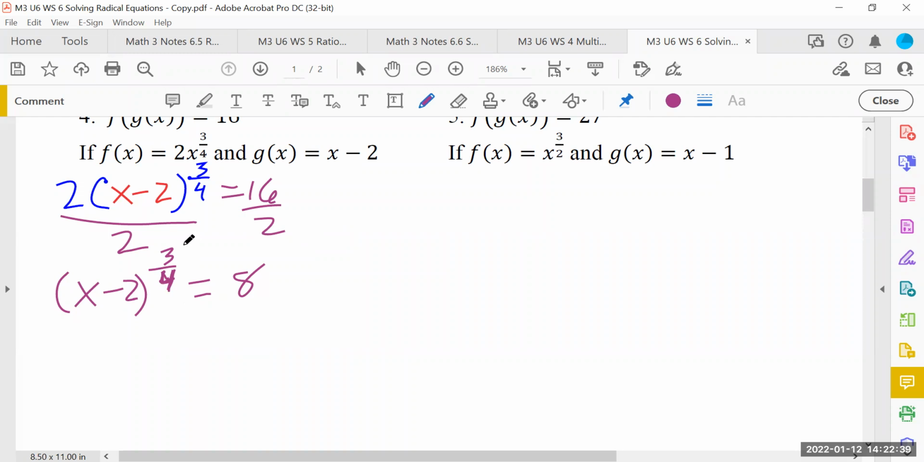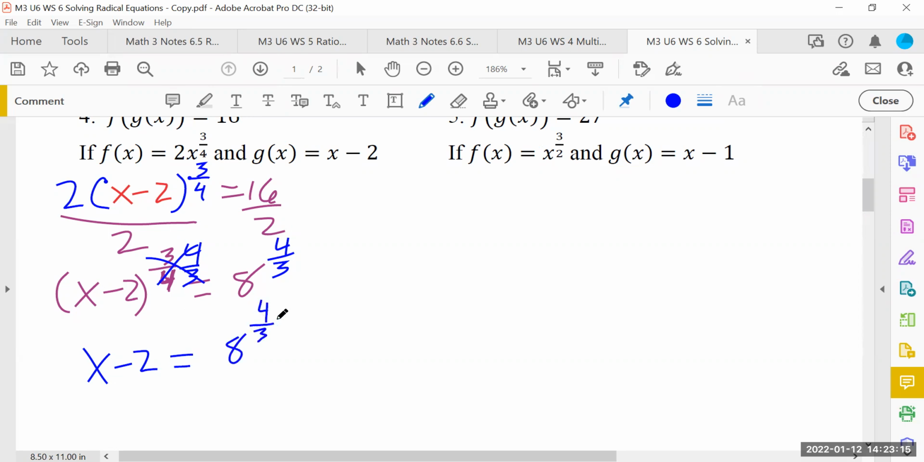Now, once I got this, I need to get rid of that 3/4. Once the parentheses to a power is by itself, I need to get rid of that power. What do I raise both sides to do that? 4/3. Does that make sense? The reciprocal. Flip it upside down. So both sides raised to the 4/3. These cancel out. I get x minus 2 is equal to 8 raised to the 4/3 power.